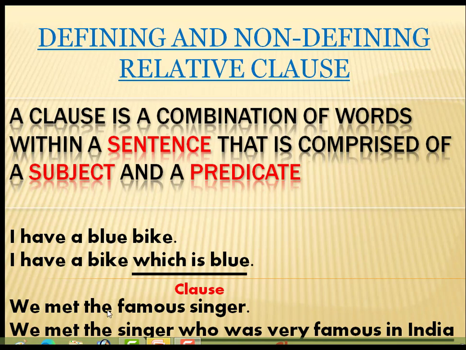See the second example: we met the famous singer. This can be written in another way: we met the singer who was very famous in India. "Who was very famous in India": who is the subject, was is the verb, and very famous in India is the object. So here the subject plus verb combination is there, and this is also part of a sentence. Here there is no single word; a group of words is contributing in the sentence. So this is also called a clause.